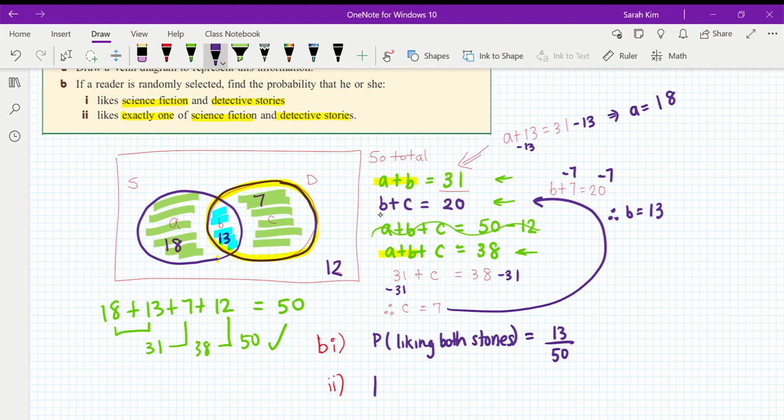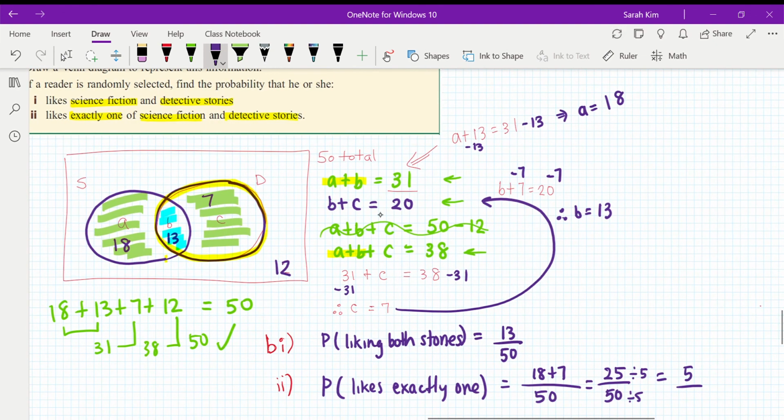So let's write a little probability for it. Probability of likes exactly 1. So I just got to add them together. 18 plus 7 over 50, which is 25 over 50. Always remember to divide them if you can simplify them. So I can divide them both by 5, and I can also divide them by 5 again. So it comes to half.